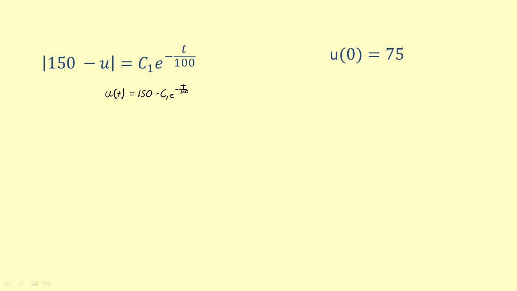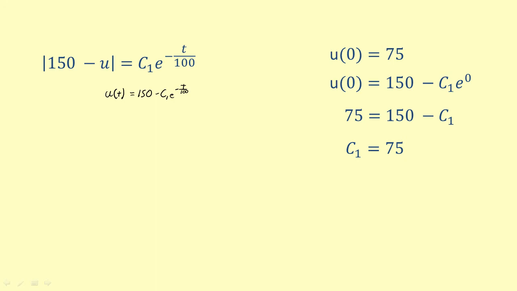We know that u of 0 equals 75 pounds of sugar. Substituting in 0 for t in our equation, we get u of 0 equals 150 minus c sub 1 times e to the 0 power. Plugging in 75 for u of 0, we get 75 equals 150 minus c sub 1. Solving for c sub 1 gives us c sub 1 equals 75. Now we can write our final equation for u of t. The final equation is u of t equals 150 minus 75 times e to the negative t over 100.